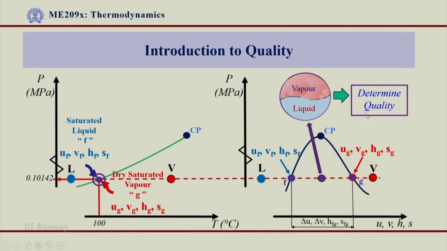Here I will have to introduce one more parameter, quality. Unless I know the quality, I will not be able to calculate properties of any liquid and vapor mixture which lies inside this dome, and therefore I should know quality, and this quality of the mixture would determine the properties of a two phase mixture inside the dome. So, I will just introduce this term quality to you, and then we will use this quality further to calculate the properties of various two phase mixtures that lie inside the dome.